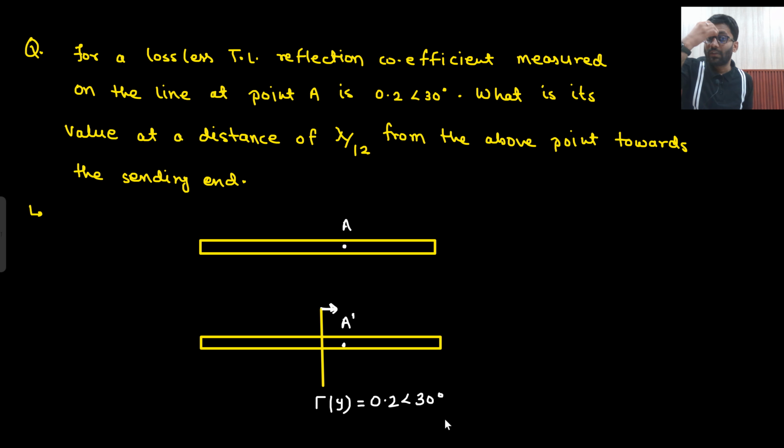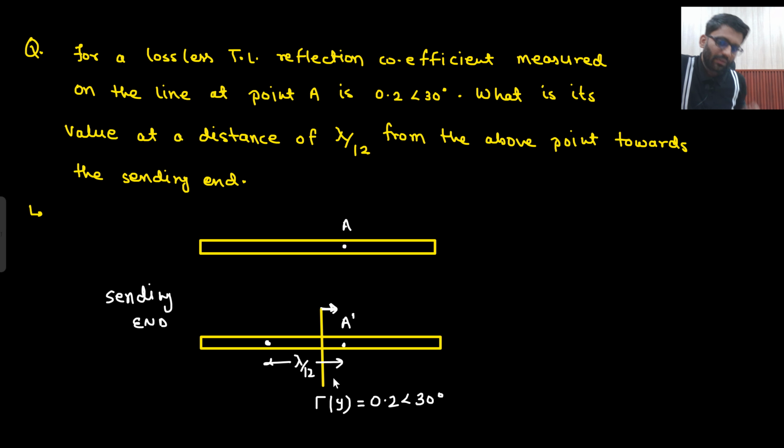Now what they are asking is its value at a distance lambda by 12 from the above point towards the sending end. This is known as the sending end, because this was your source, and this is the receiving end, or you can say load end. So lambda by 12 distance from the above point towards the sending end means you are going here. This distance is lambda by 12. Are you getting this point? This point I am calling BB dash.